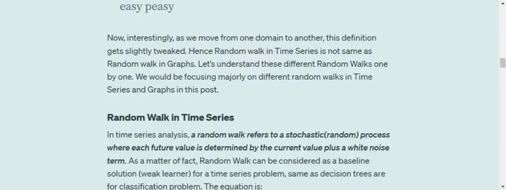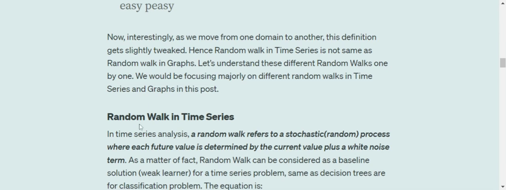Now, once we jump into AI and machine learning, in different domains, this definition takes a different turn. It won't be the same when you talk about time series and when you talk about graphs. So in this particular video, we'll be talking about random walk in time series and random walk in graphs and how these two differ from each other.